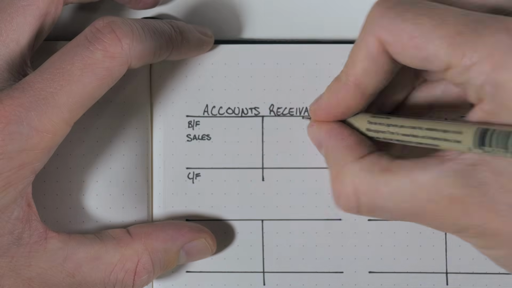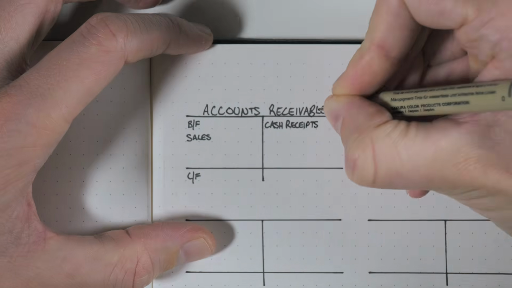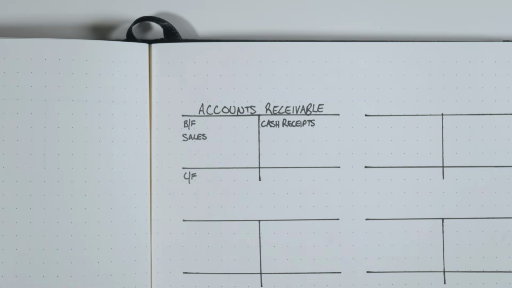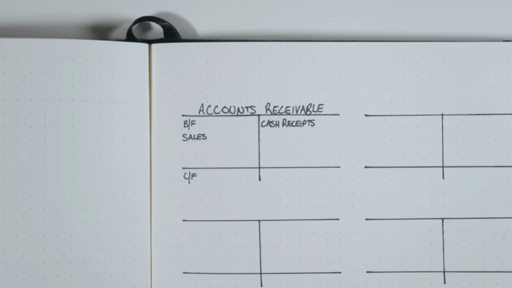On the credit side of the T account, which is on the right, we have cash receipts from customers. Cash received from customers reduces our accounts receivable, and this is what we're looking to solve for because cash receipts from customers ties back to our cash flow statement. Now we've laid out our T account, let's enter some numbers.